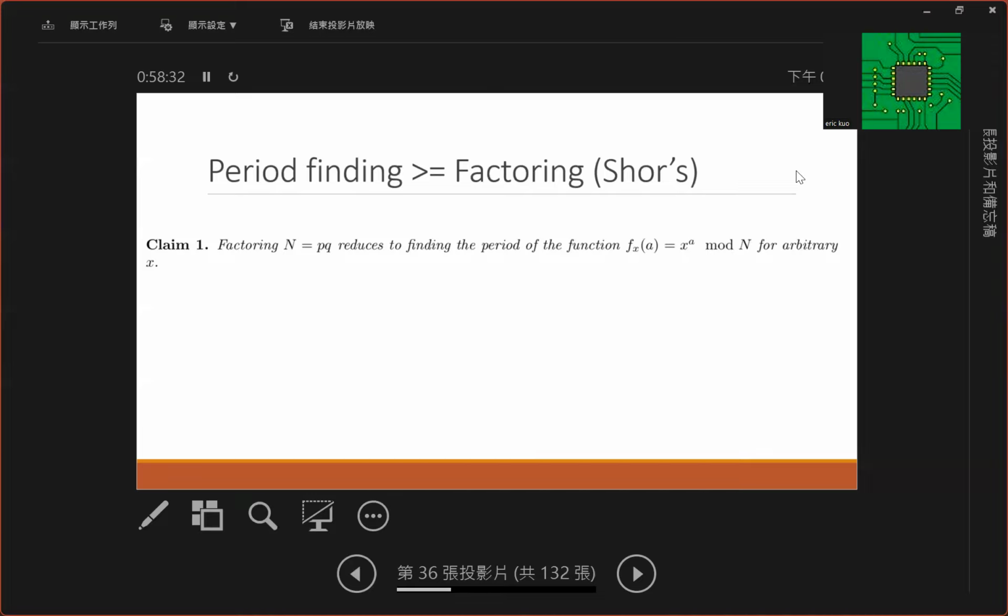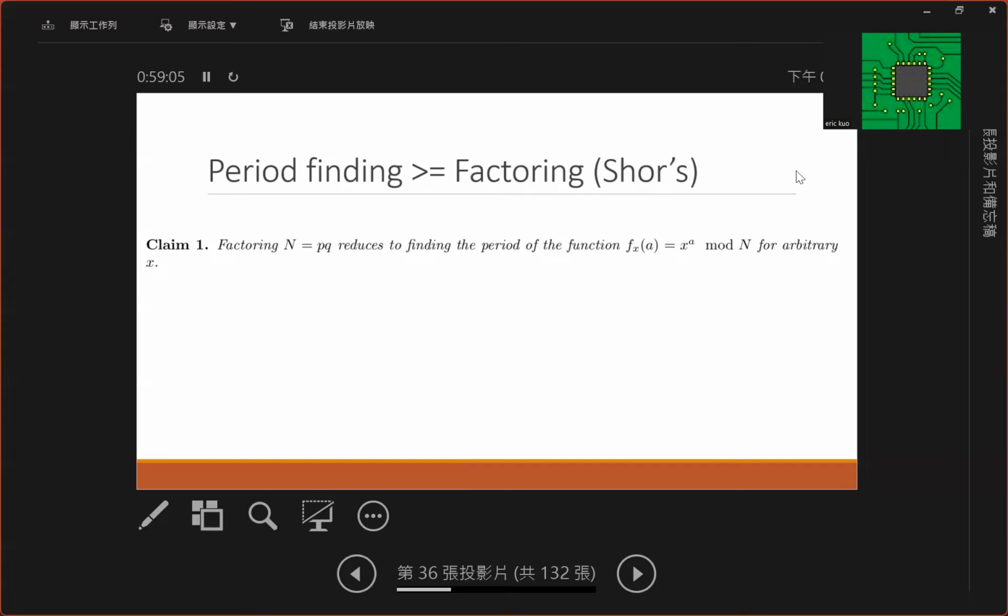Different numbers X have different orders and different periods. So now you believe it's a period function. Okay, the technical detail is this.